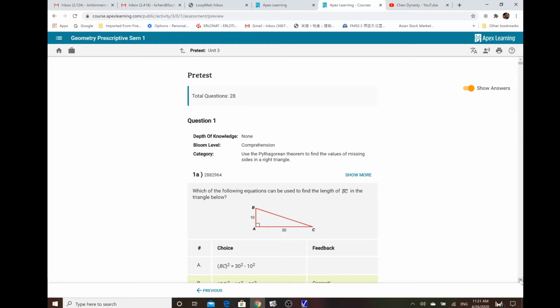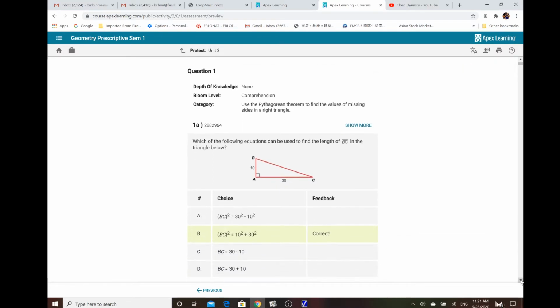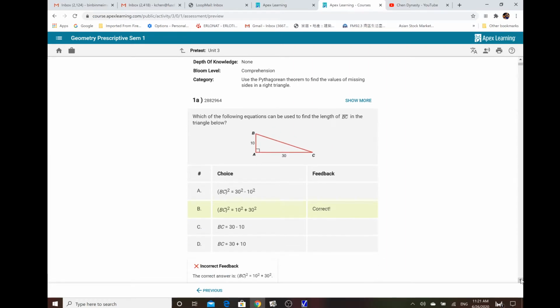Unit 3 is all about analyzing right triangles, special right triangles, and the proofs for right triangles, as well as similar triangles and the proofs for similar triangles. So what kind of theorem do we need to apply for congruent triangles or similar triangles? Let's start off with the Pythagorean theorem.